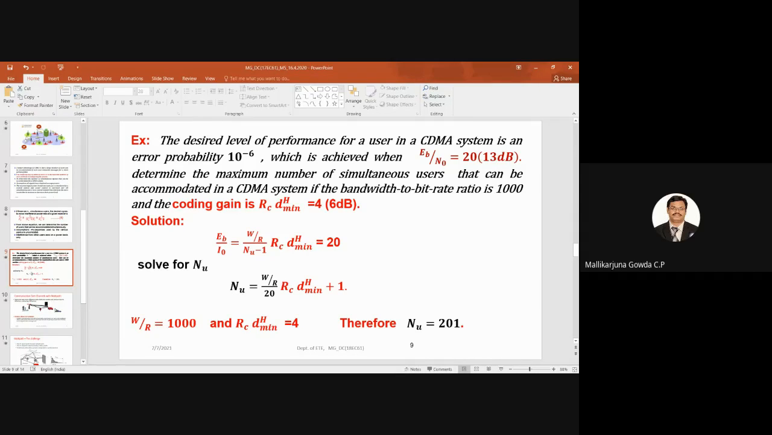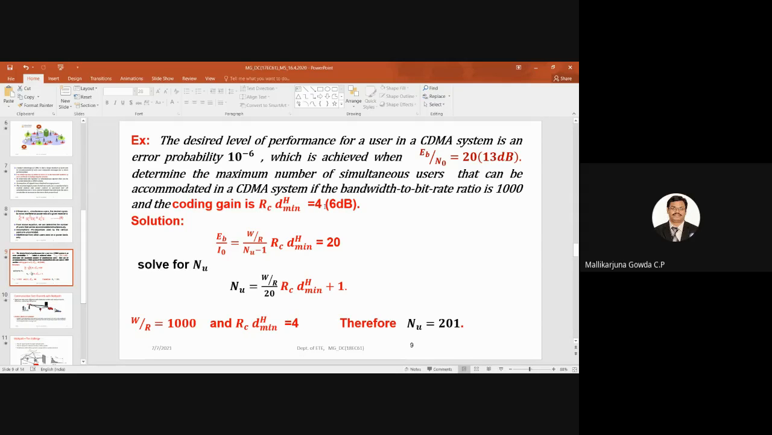So he's asking us to find out the maximum number of simultaneous users that can be accommodated in this CDMA system, if the bandwidth to bit rate ratio is 1000 and the coding gain is Rc into d minimum power h, which is equal to 4. In terms of dB, it is 6 dB.